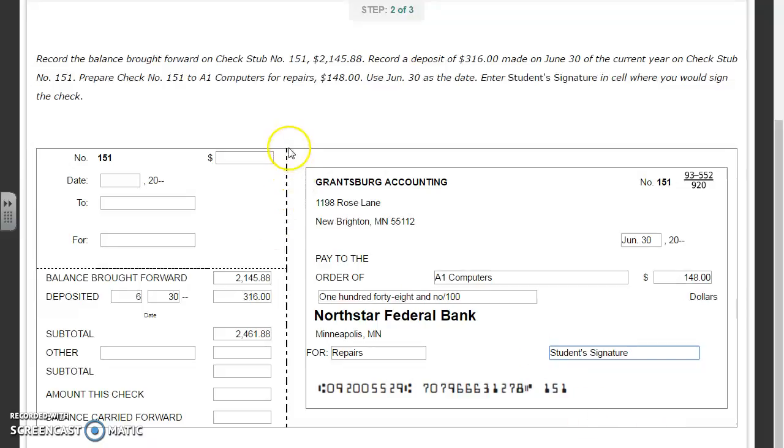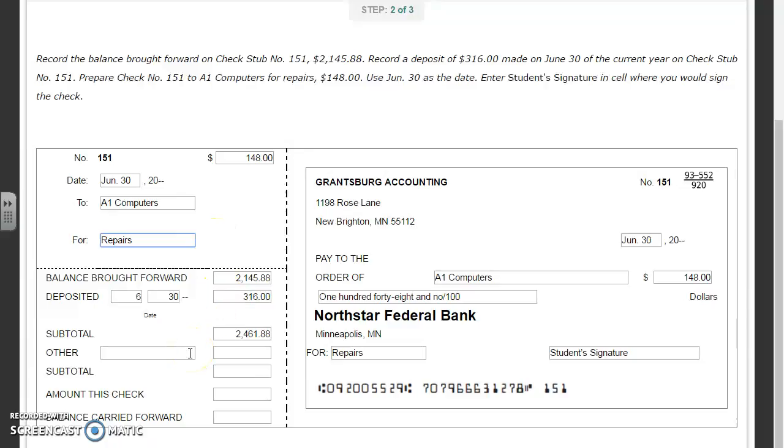All right, and then the last thing we're going to do, because this is a perforated edge right here, we would tear off this check, hand it off to A1 Computers, but we still need to have a record. And our record is this check stub right here. That's the record we're keeping for ourselves. So we need to make note of information on here so we have that record as well. So this check was written for $148. It was written on June 30th. We wrote it to A1 Computers, and it was for repairs.